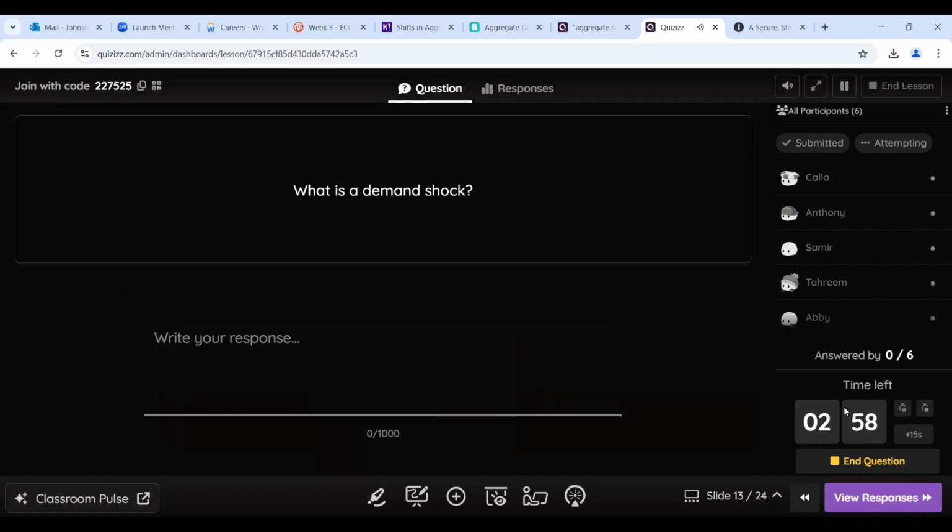So what is a demand shock? And for these questions, feel free to do searches. You can use generative AI to help you. Feel free to do that.